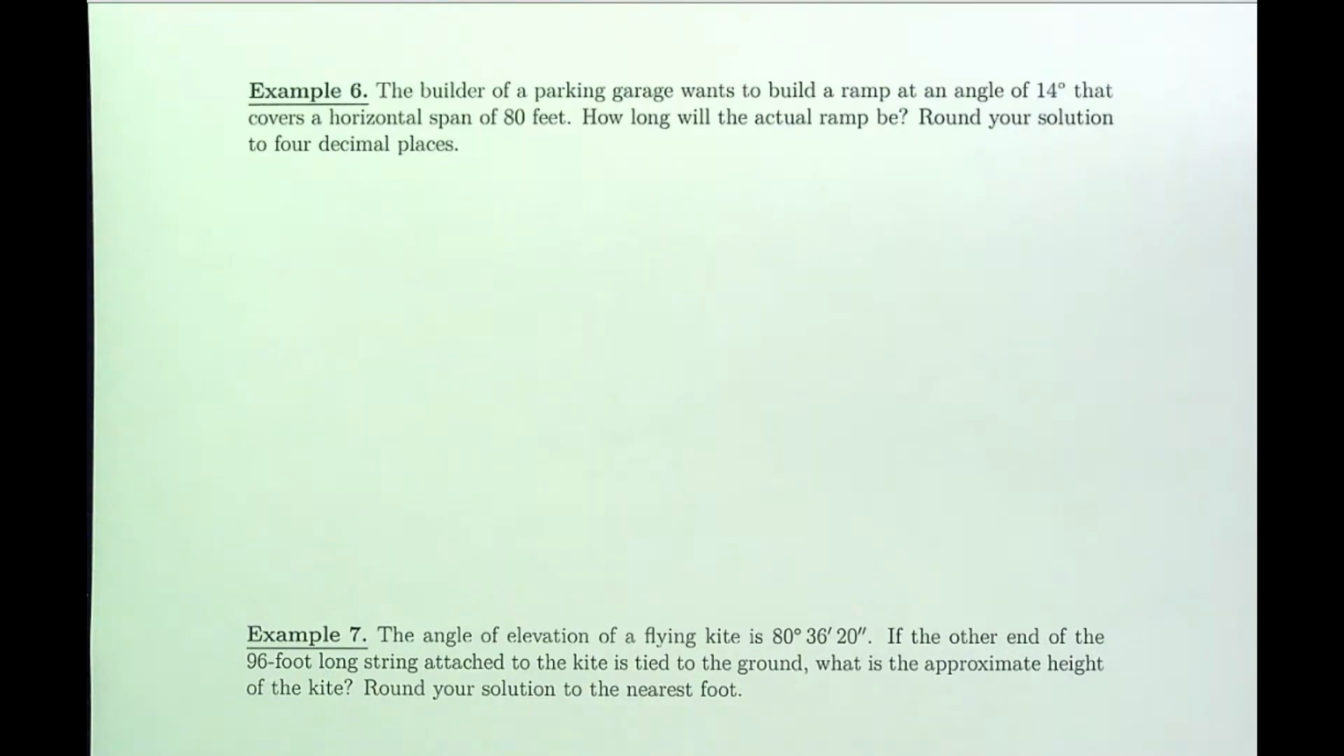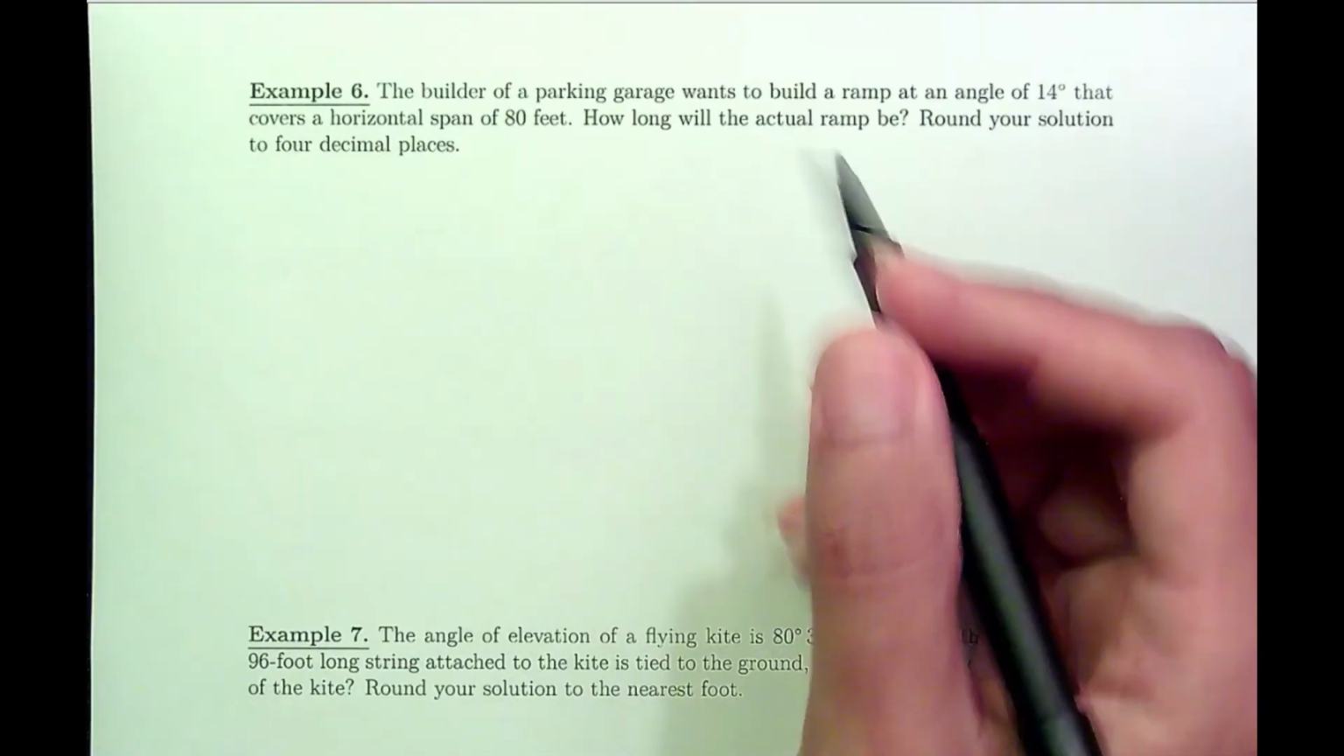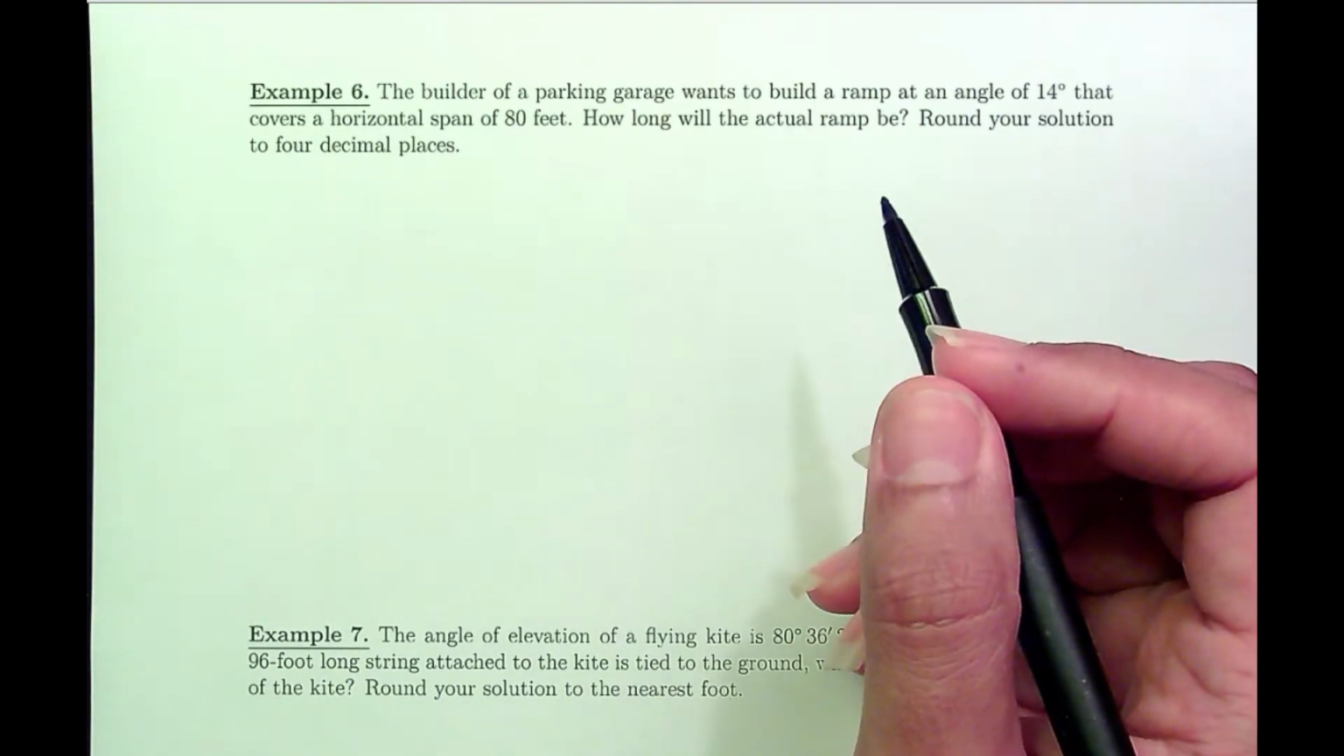So here's the first one. It says the builder of a parking garage wants to build a ramp at an angle of 14 degrees that covers a horizontal span of 80 feet. How long would the actual ramp be? And give your answer to 4 decimal places. All right, so drawing a picture is always going to be helpful. So you should always start by drawing a picture.